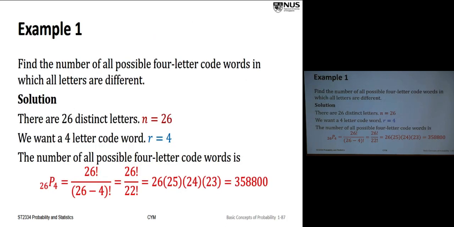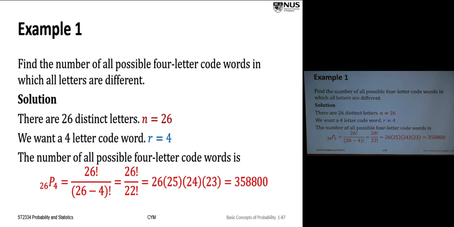Okay, so here are some examples. Find the number of all possible 4-letter code words in which all letters are different. In other words, we have a set of 26 distinct objects, and we just pick 4 of them and arrange them. How many ways can we arrange them? So R equals 4 and N equals 26. So the answer is 358,800.